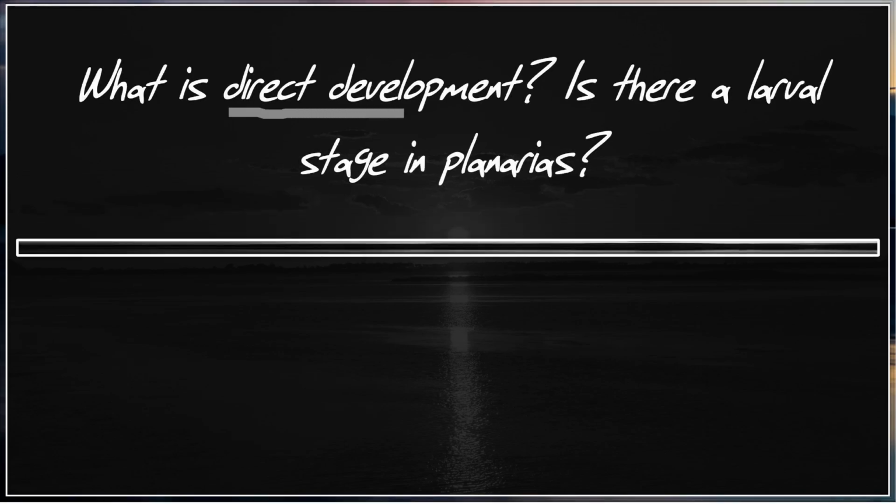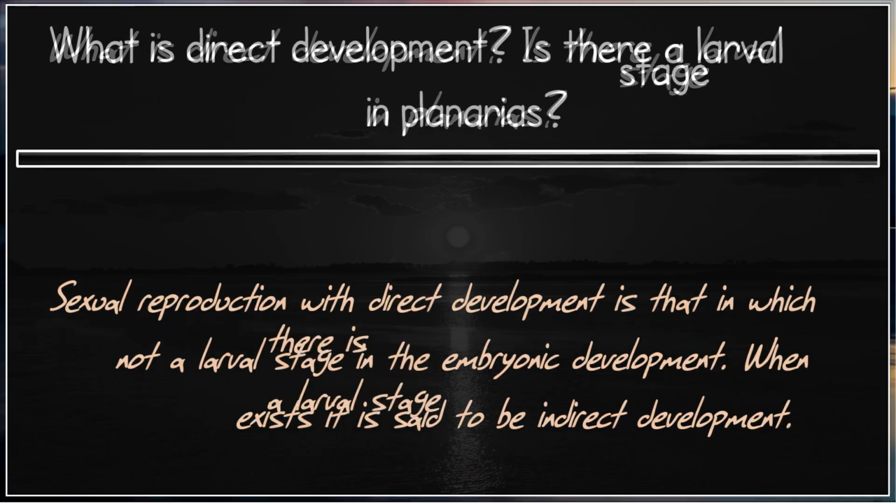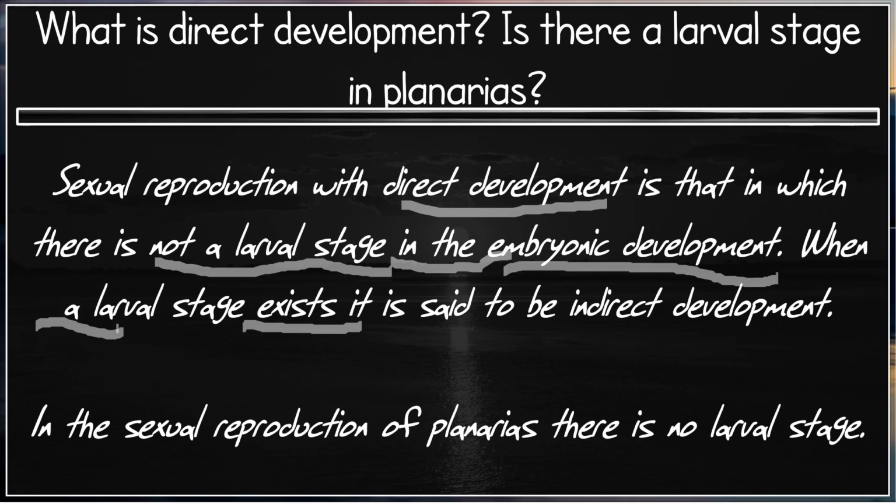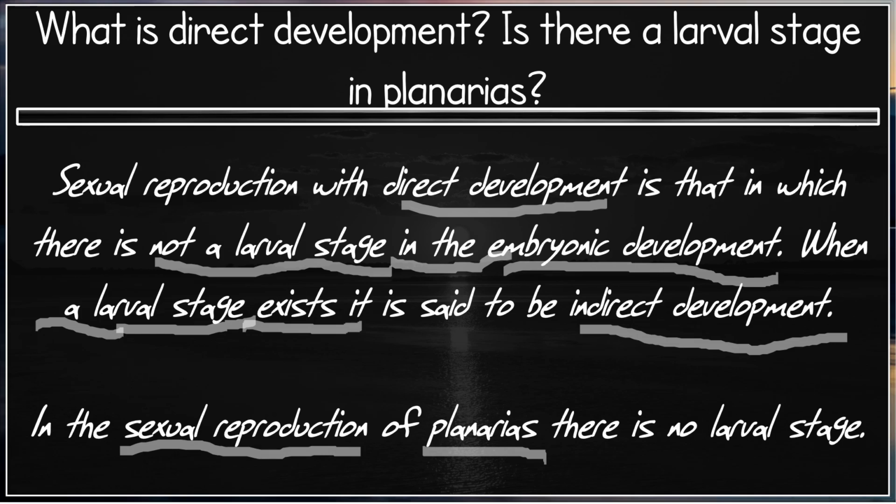What is direct development? Is there a larval stage in planarias? Sexual reproduction with direct development is that in which there is not a larval stage in the embryonic development. When a larval stage exists, it is said to be indirect development. In sexual reproduction of planarias, there is no larval stage.